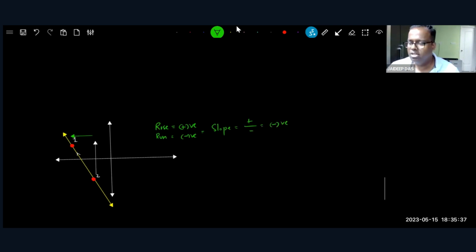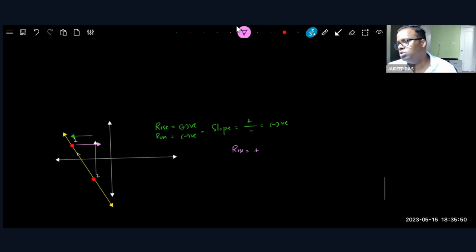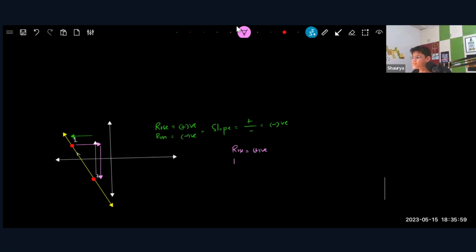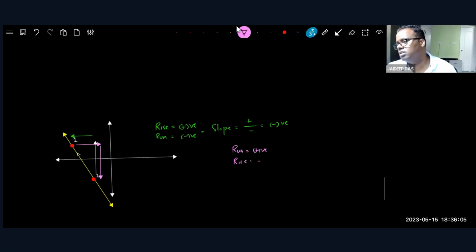उल्टा करके देखते हैं. Sir, we will go from 1 to 2. चलो 1 से 2 जाएंगे. How to go? Sir, this time we will first go in this direction. Very good. This is your rise. Rise is negative, and then we have to run. Sorry, you have to rise. How much you rise? Your rise is negative, run is positive. उल्टा लिख दिया है आपने. Sorry. Run is this and rise is negative.